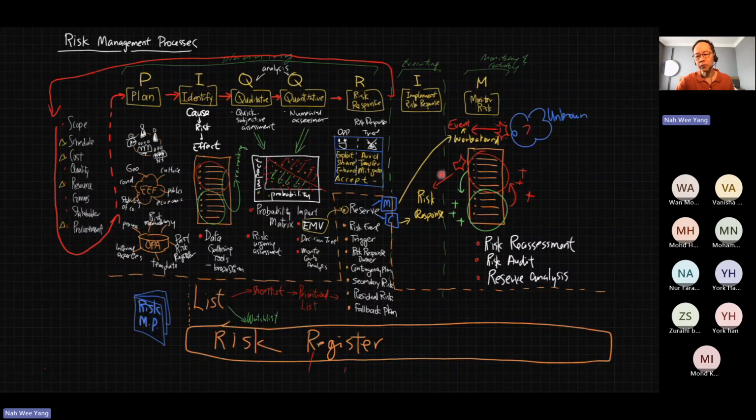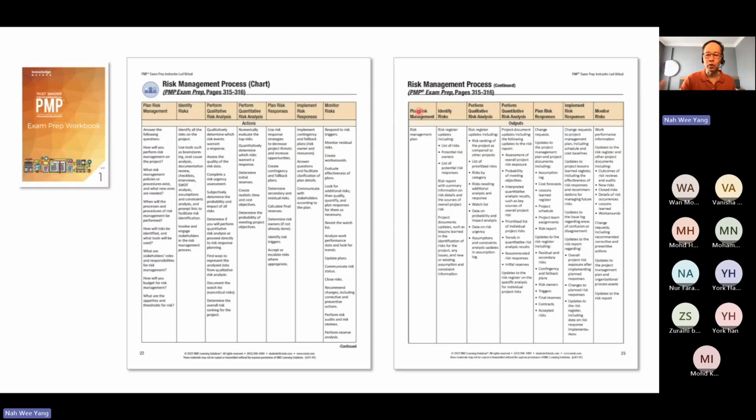Okay, and what happens for those that we're able to identify? We're able to trigger certain risk responses. So we use the contingency plan to deal with whatever response we have for the known risk, right? So this is the implement risk response. Okay, so very quickly, this is what I explained in the class about the risk management process. And for more detail of the understanding, you can refer to Rita's book, page 315 to 316. That gives you more detail of what I explained earlier here.